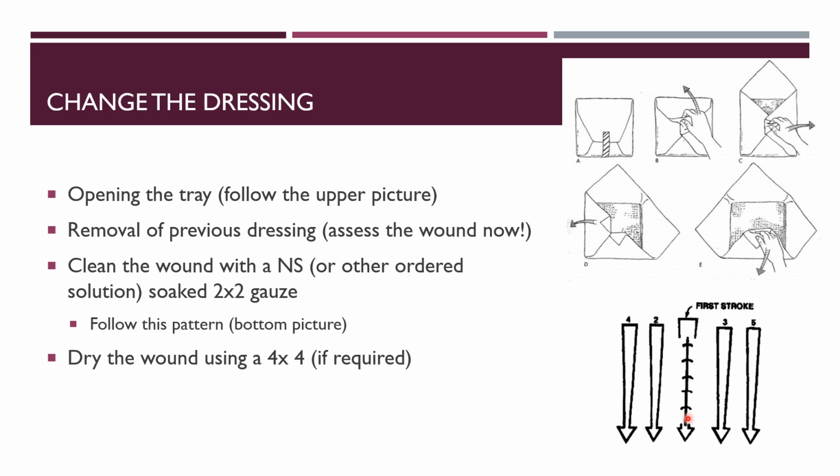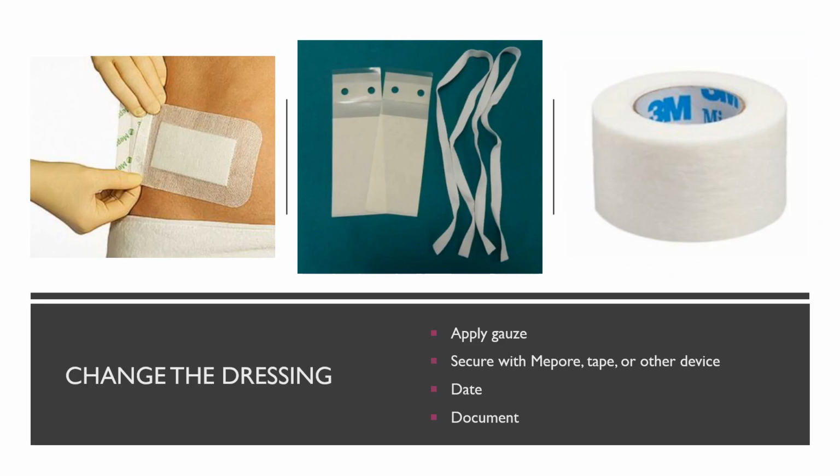After that, clean the 2 to 3 centimeter area around the wound, which is called the peri-wound area, in the same fashion, from top to bottom, using one gauze at a time. You will dry with gauze in the same fashion only if needed. Apply gauze to the wound and secure it with the adhesive tape. Label the date and time of the dressing and document the procedure in a wound care assessment sheet.